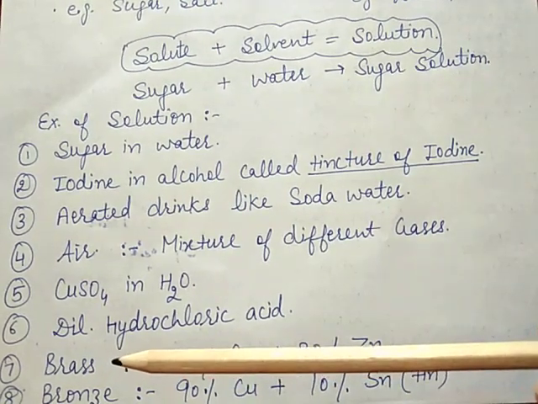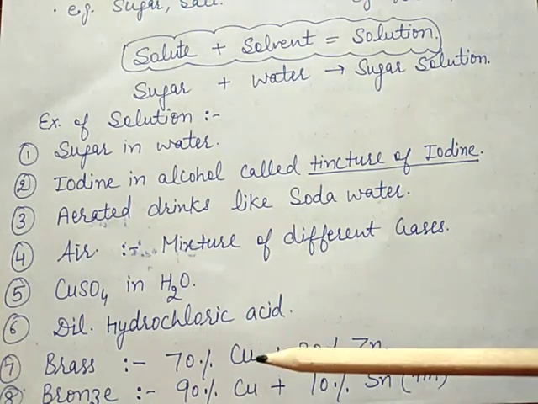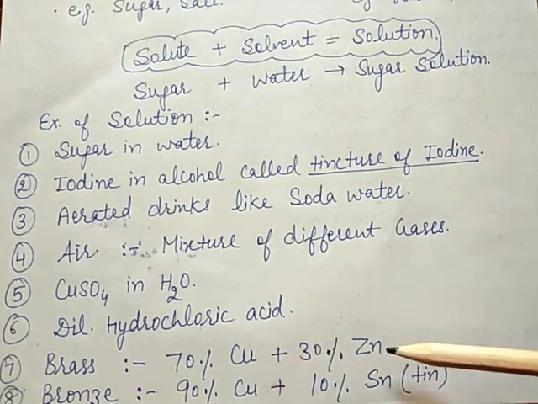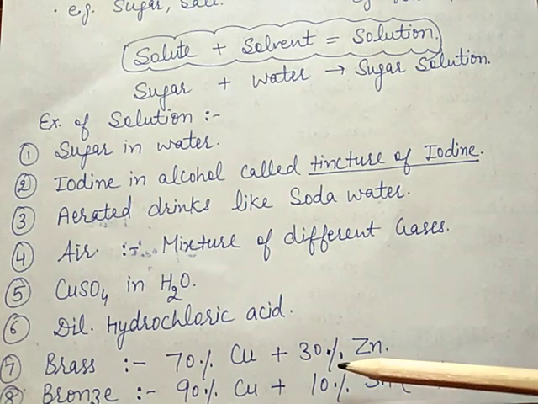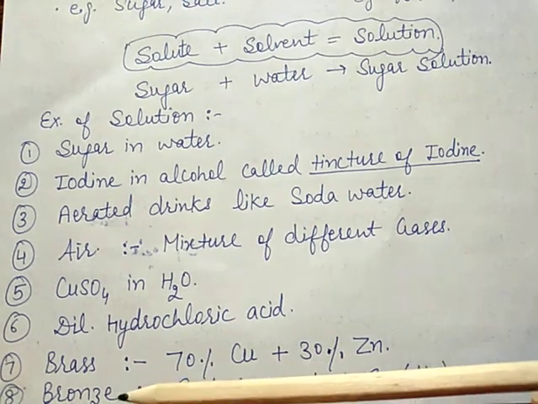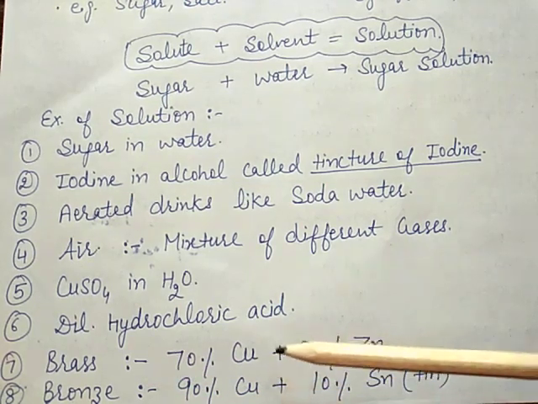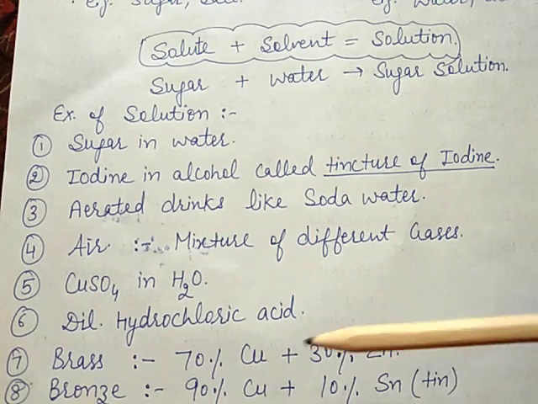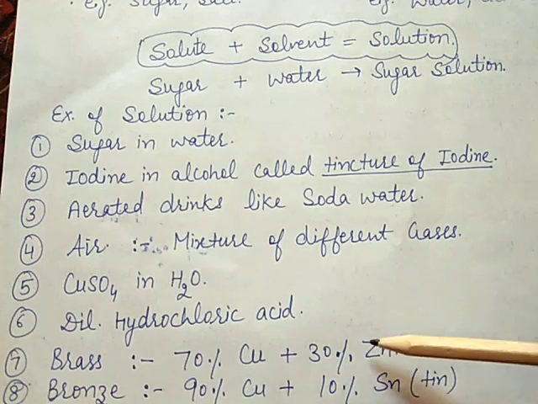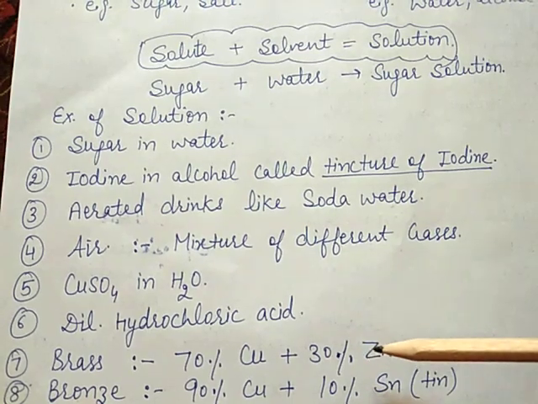Next, seventh is brass. Brass is an alloy. What do you mean by alloy? Alloys are homogeneous mixtures of two or more metals like copper and zinc, or non-metals. Like brass, bronze, all these are alloys. Brass is made up of 70% copper plus 30% zinc. It is homogeneous in nature and it is an example of solid in solid solution.